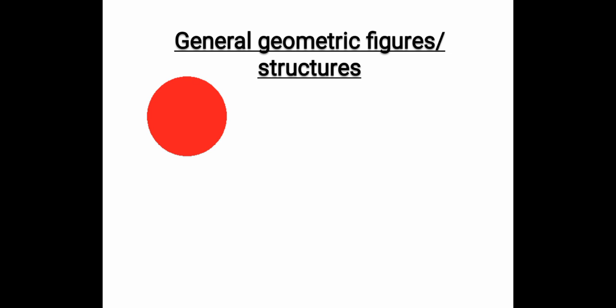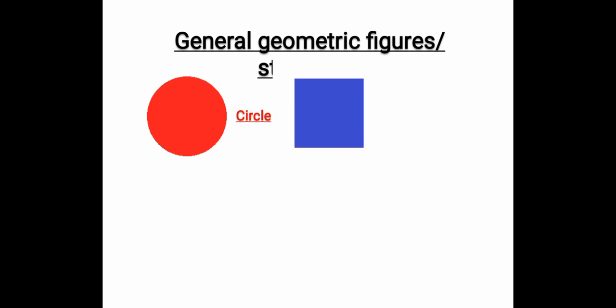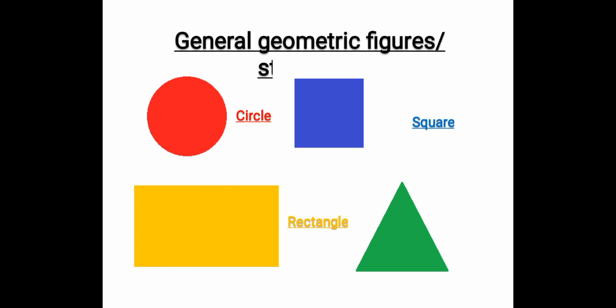This is the circle, okay. This one is what? This one is a square. This one is a rectangle. This one is a triangle, correct? These are the general geometric figures we are learning from childhood onwards.